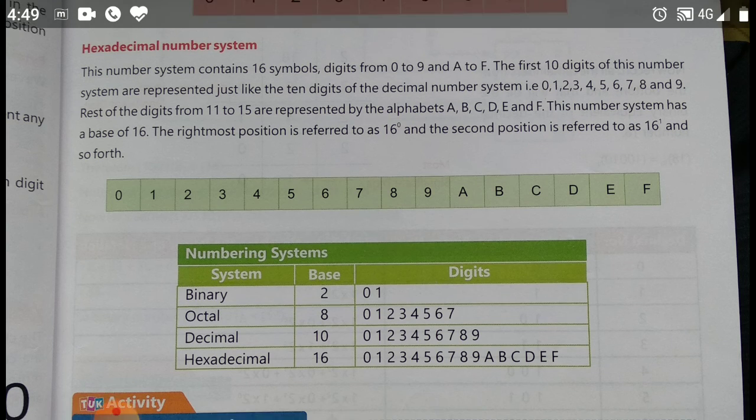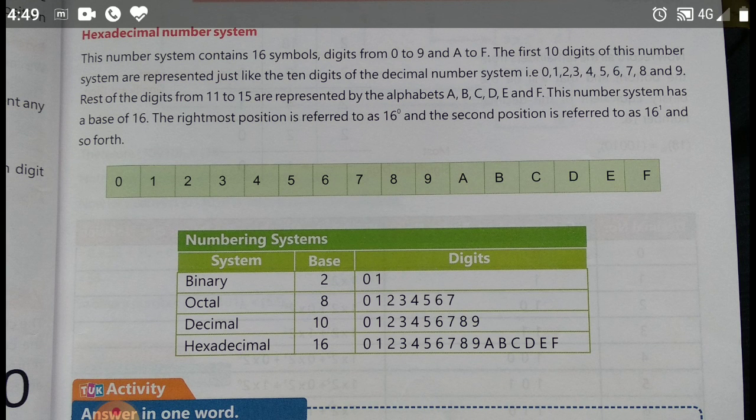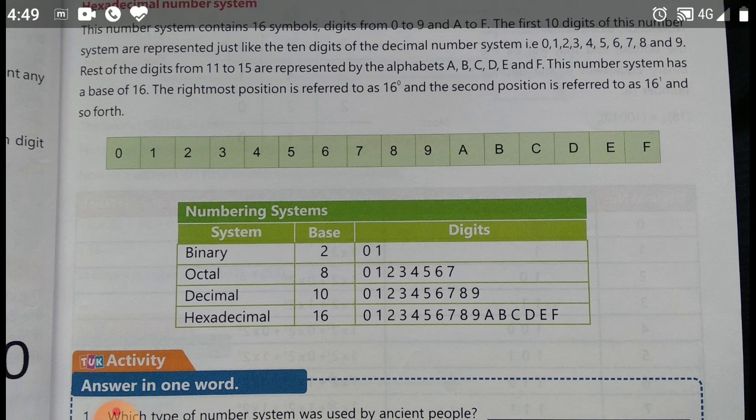So the hexadecimal number system has a base of 16, meaning 16 digits, but from 0 to 9 the first 10 digits are normal like the decimal number system, and 10 to 15 are represented by the alphabets A, B, C, D, E, F. So a total of 6 alphabets are used. So 16 digits form this hexadecimal number system.